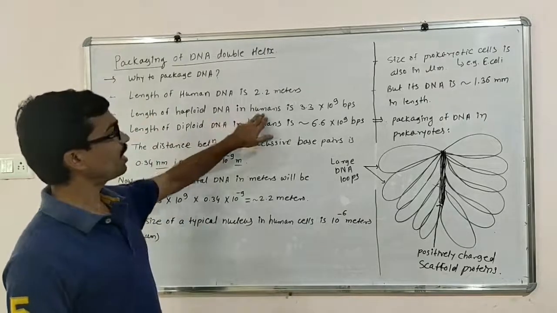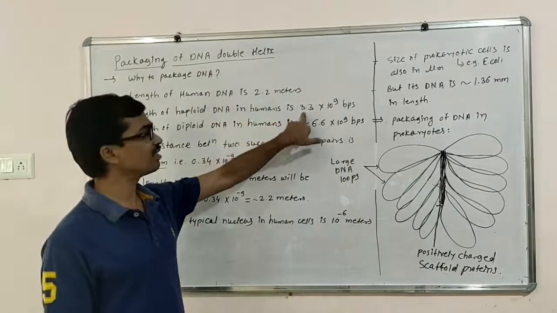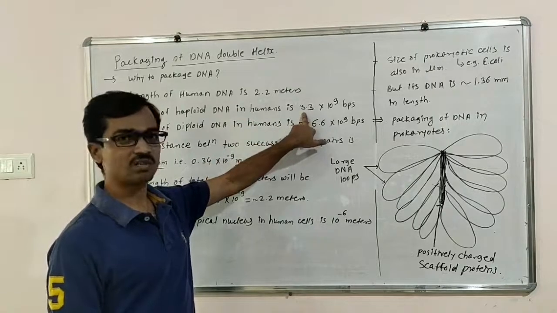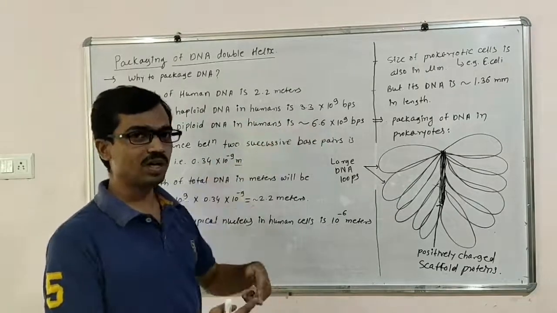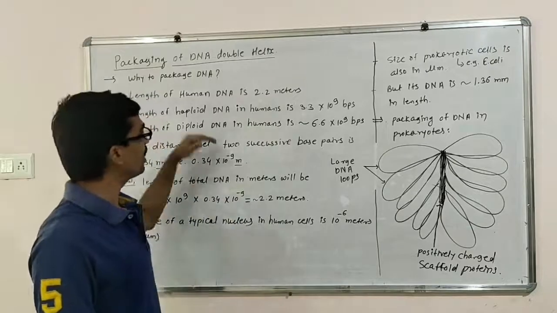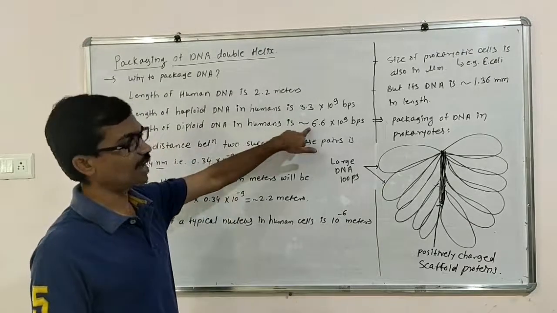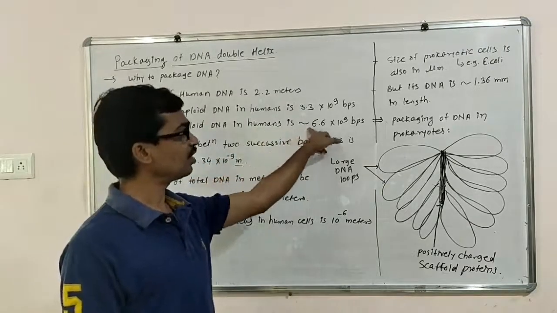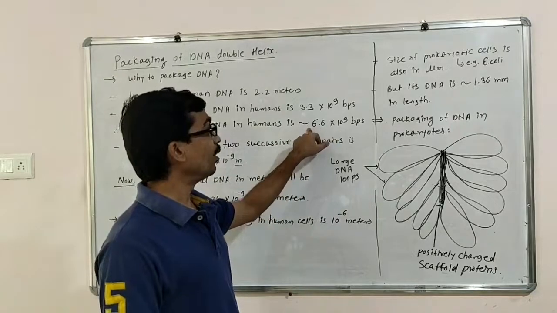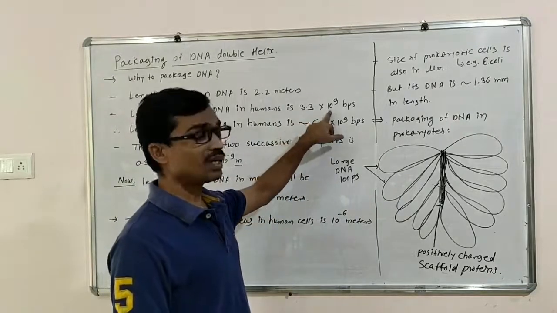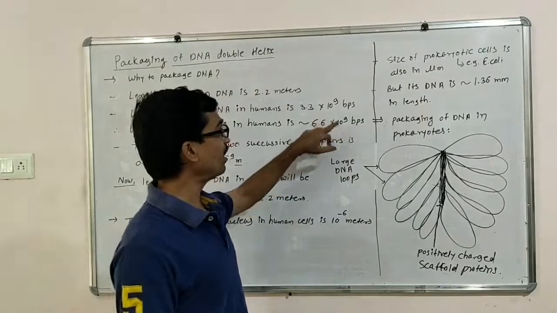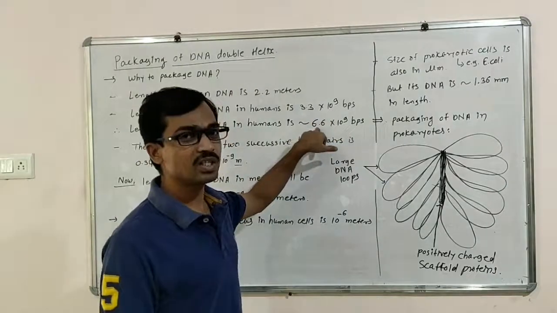Length of haploid DNA in humans, as we studied in the last lecture, is 3.3 into 10⁹ base pairs. If we double this, the total diploid DNA length will be approximately 6.6 into 10⁹ base pairs.